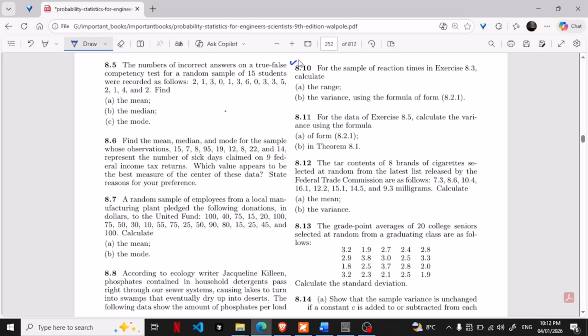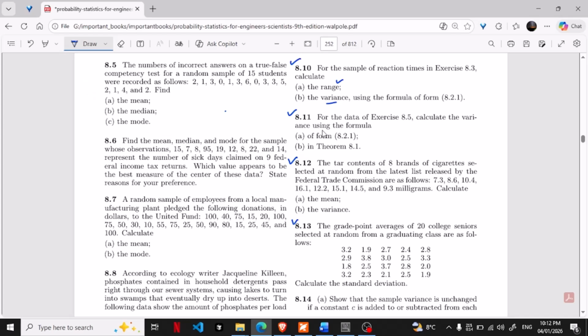So in our last video we talked about question 8.10, in which we had to find the range and variance using the formulas. The upcoming questions, like 8.11, 8.12, 8.13, 8.14, are all related to similar questions which we have solved so far.